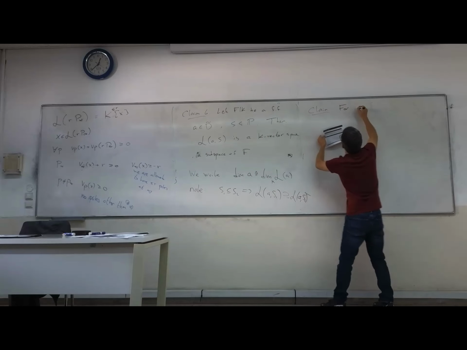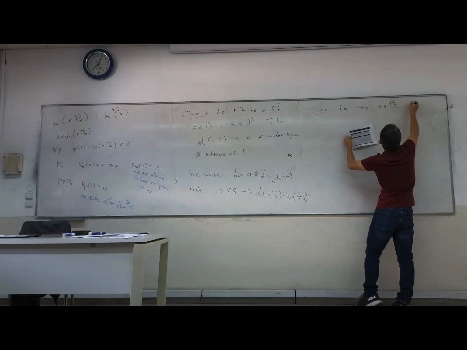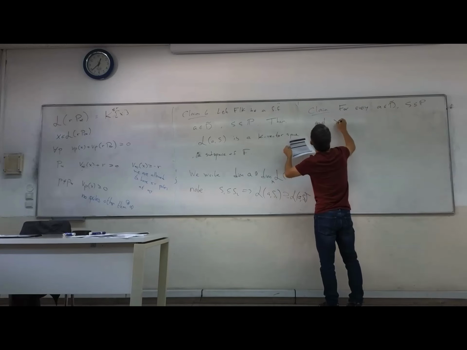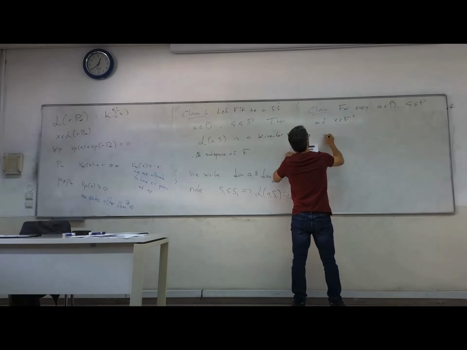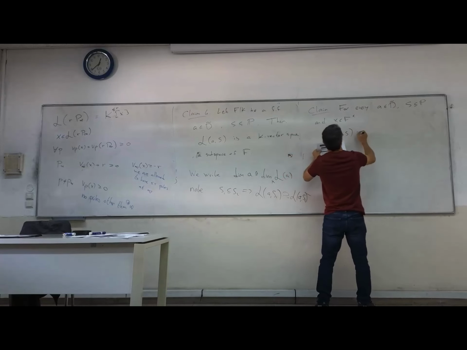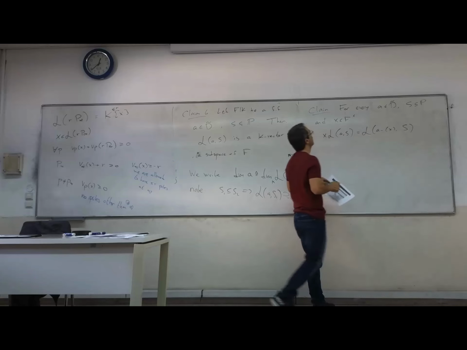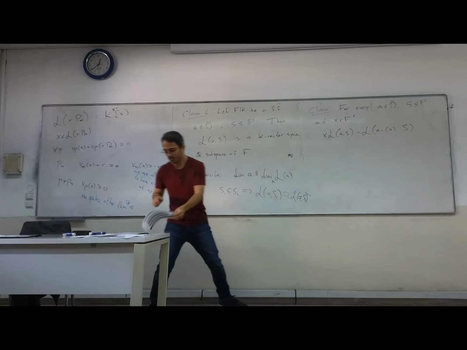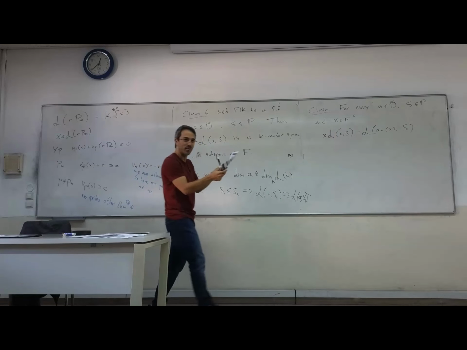So for every pseudo divisor and some subset of the prime divisors and a non-zero function, what I'm claiming is the following. Oh, yeah, okay. I better explain what I mean by that. Just before that, there's a line before the claim that I omitted.